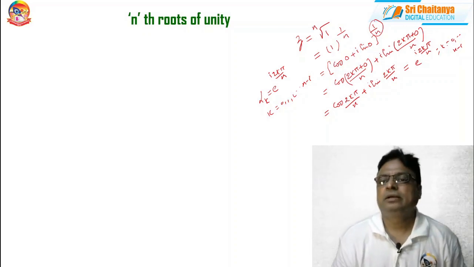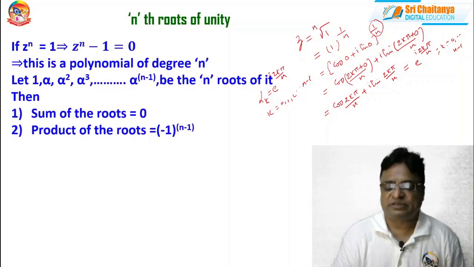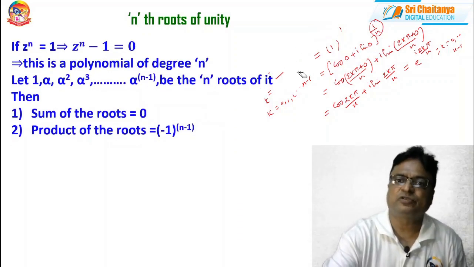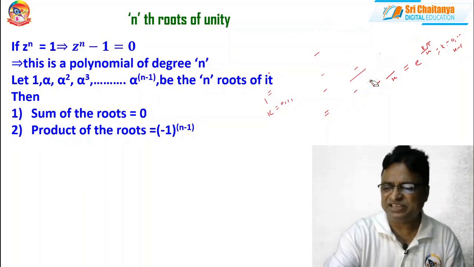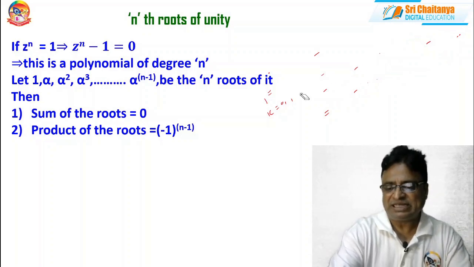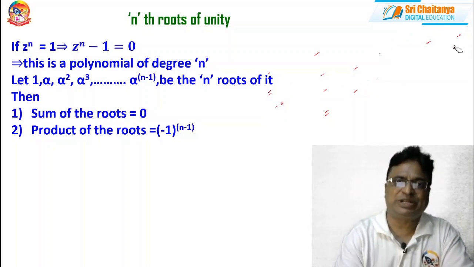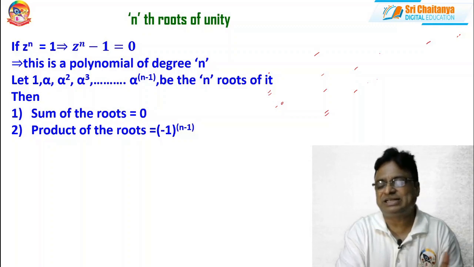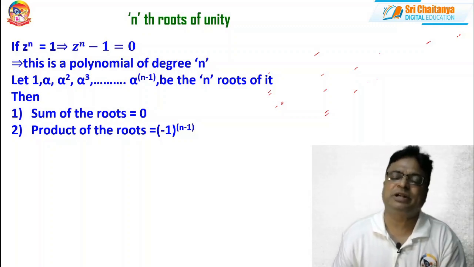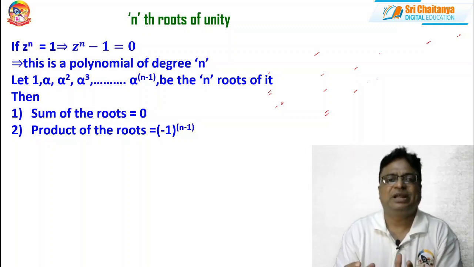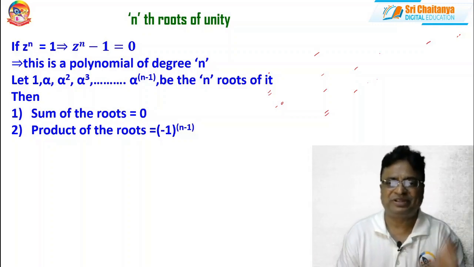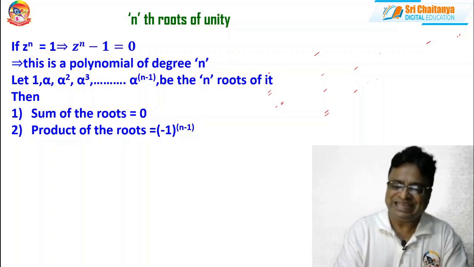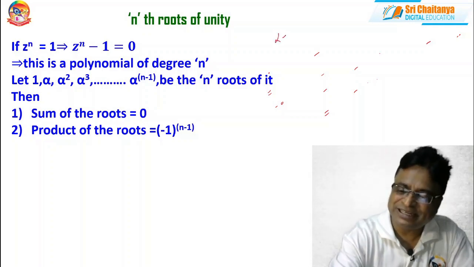In general, I can represent the nth roots with 1, alpha, alpha square, and so on, up to alpha power n minus 1. Forget about z power n equal to 1; suppose a polynomial equation x power n minus 1 is given. Because it is an nth degree polynomial, it automatically contains n roots. Let the roots be 1, alpha, alpha square, alpha cube, etc., alpha power n minus 1. So these are all the n roots. Here alpha is nothing but, as I just mentioned, e power i 2 pi by n.